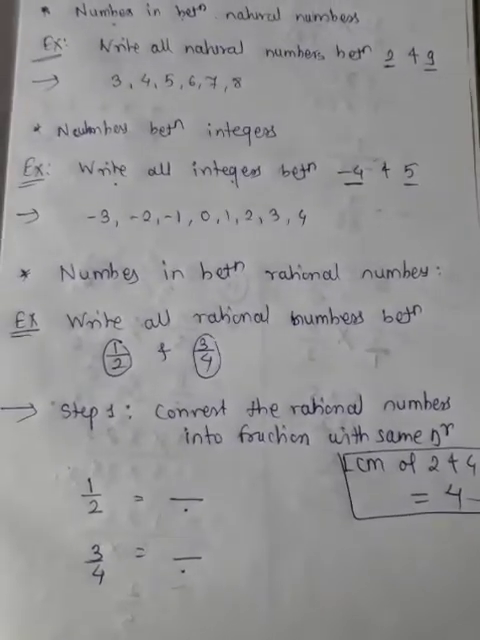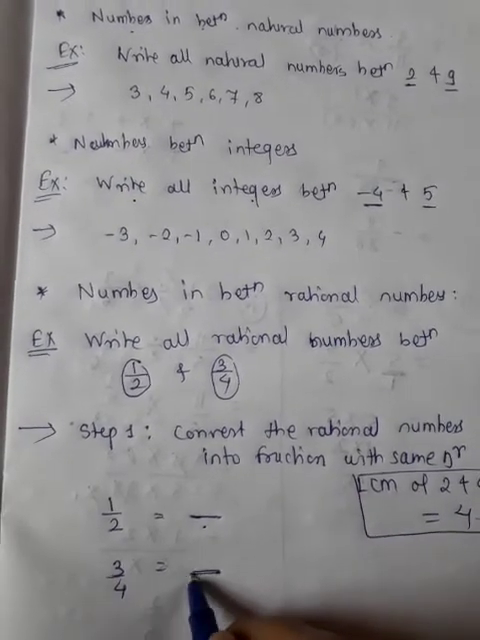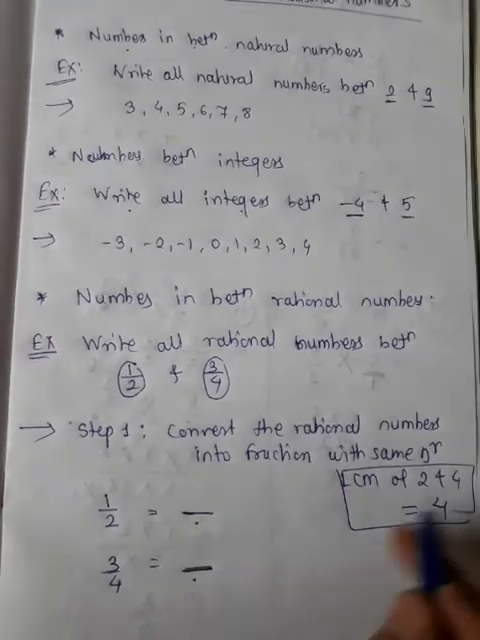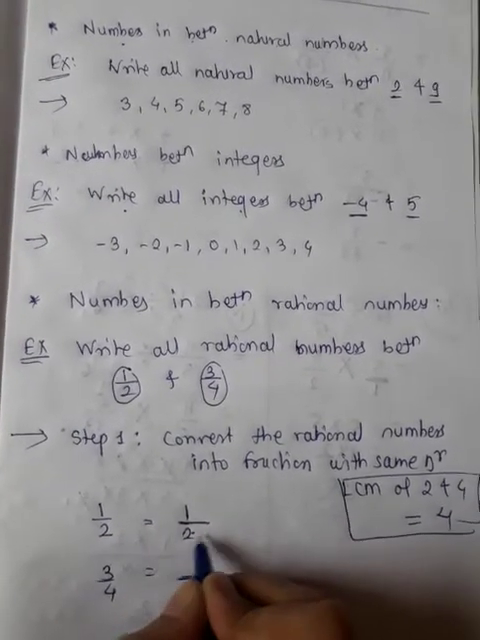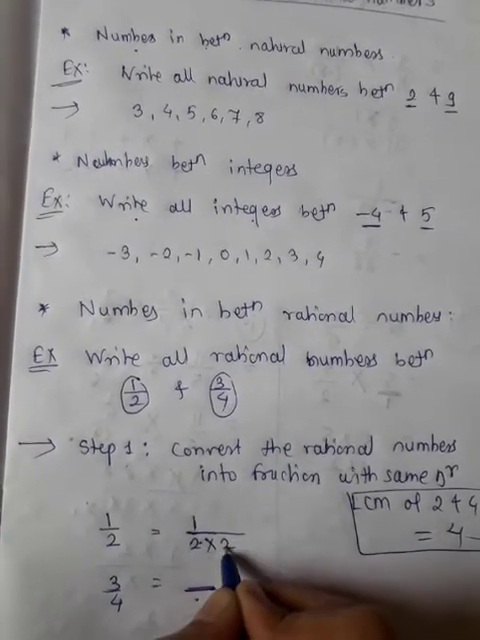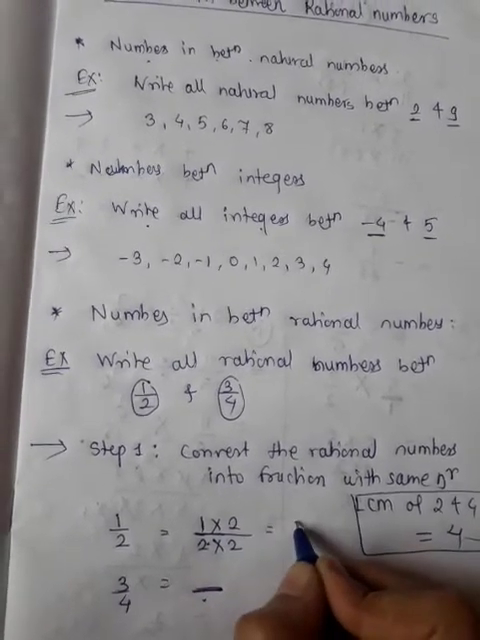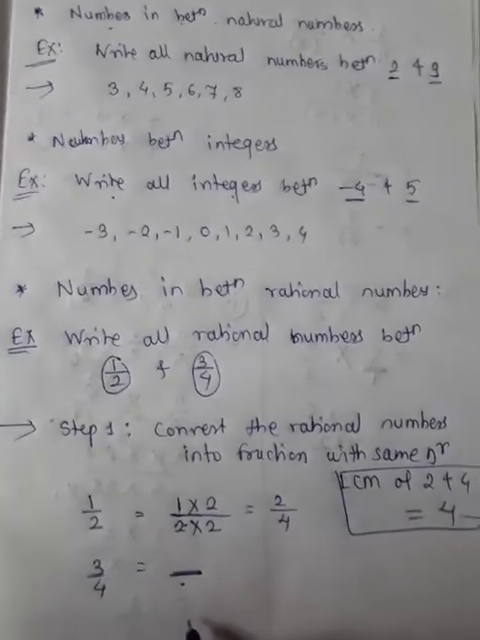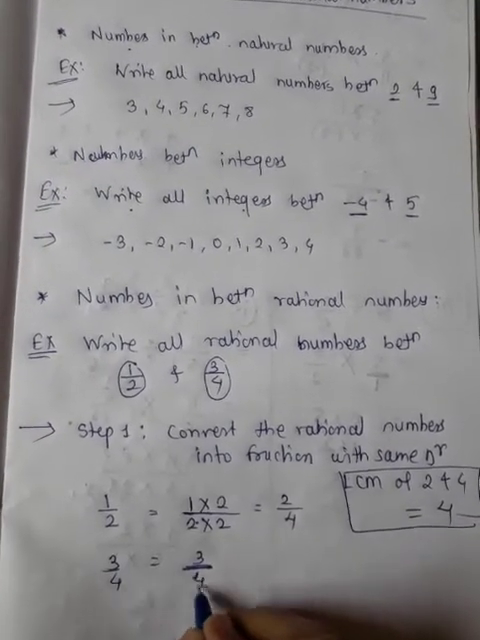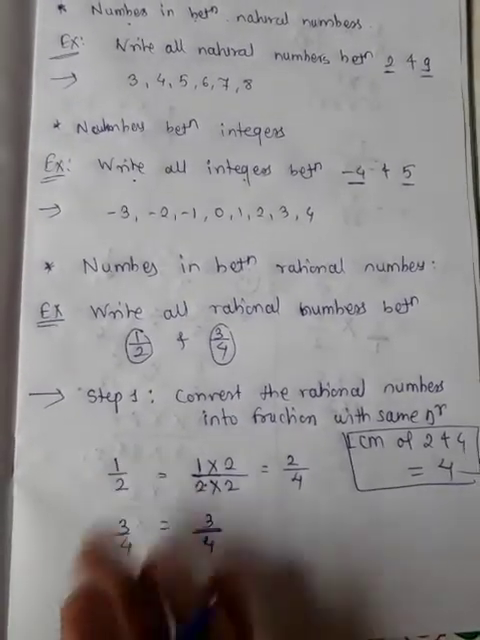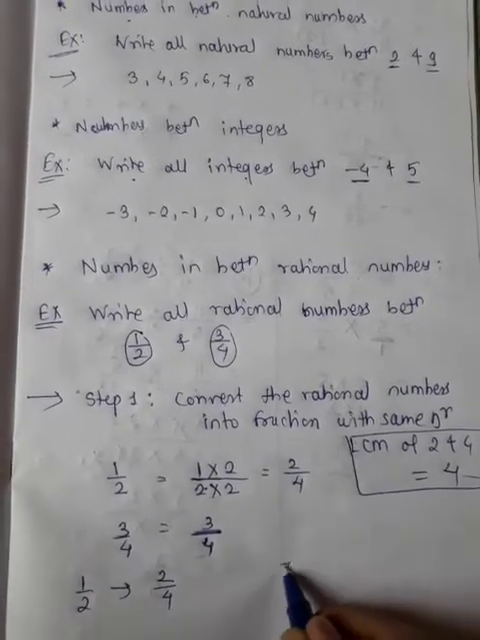Okay, now see here, to convert these rational numbers into fractions with same denominator, here we have to make their denominators 4. Now here write this fraction. Here to make denominator 4 we have to multiply by 2, because 2 2s are 4. As we multiply the denominator by 2, we must multiply the numerator by 2, and we will get 2 by 4. Okay, now see here. Here the denominator is already 4, so we can write it as it is. Now see here, 1 by 2 is converted into 2 by 4, and 3 by 4 as it is.